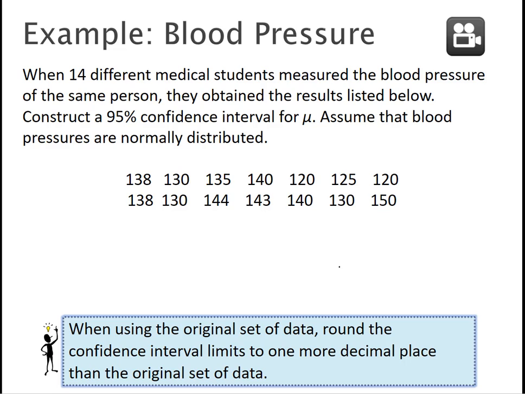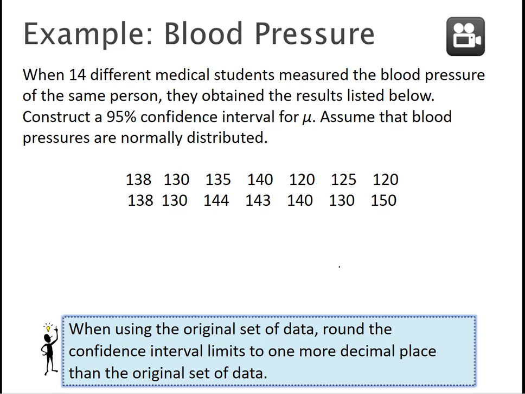So when 14 different medical students measured the blood pressure of the same person, they obtained the results listed below. Construct a 95% confidence interval for mu, or the population mean. Assume that blood pressures are normally distributed. And then after the problem here, it gives me a list of data. So these are the blood pressures, likely the top number of your blood pressure for the same person, and they took it 14 different times.